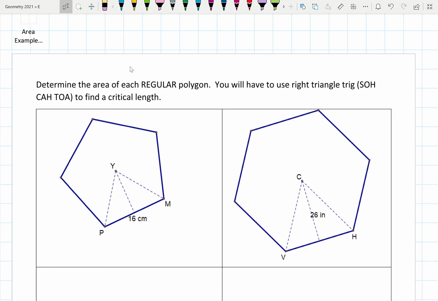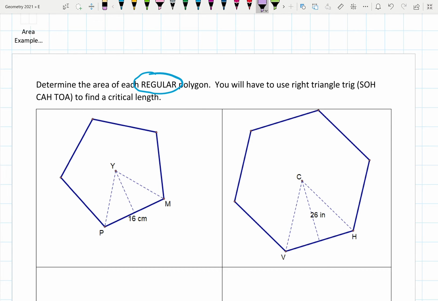This is not an assignment, not something that you need to submit. But what we did today was we put some ideas together that we've been working on for a while now to find the area of a regular polygon. Remember that a regular polygon is a polygon that's both equilateral and equiangular. And it's important to know that this process can only be used on regular polygons. We have to come up with a different method if it's not a regular polygon. And so for each one of these regular polygons, we're looking for its area.